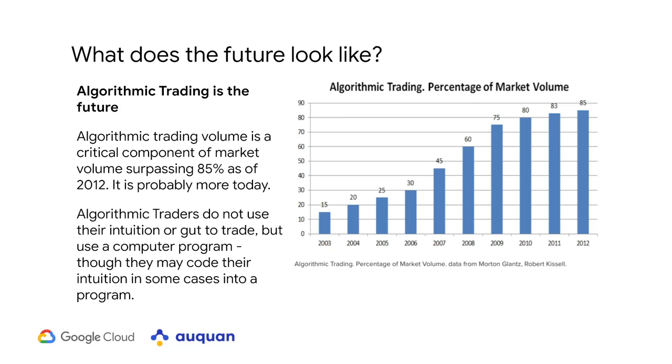Algorithmic traders do not use their intuition or gut to trade, but use a computer program, though they may code their intuition in some cases into a program. Hence, this appears to be the right place to be.